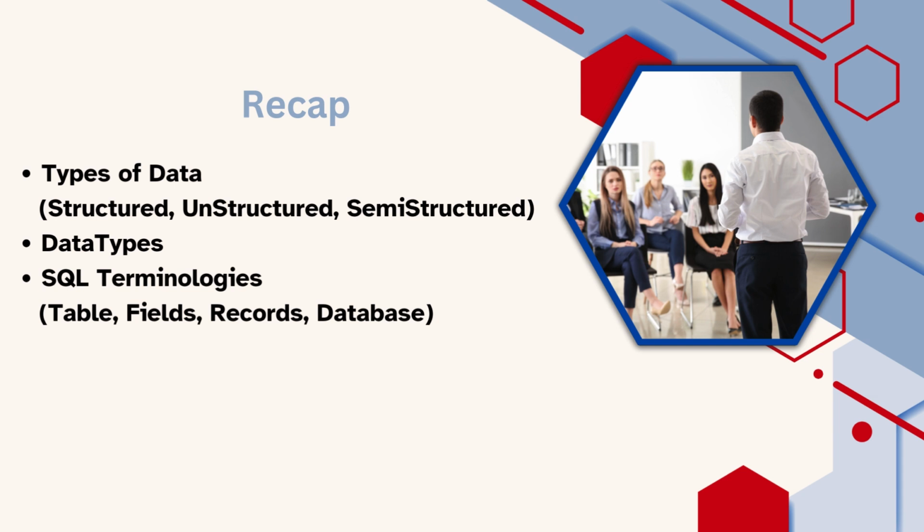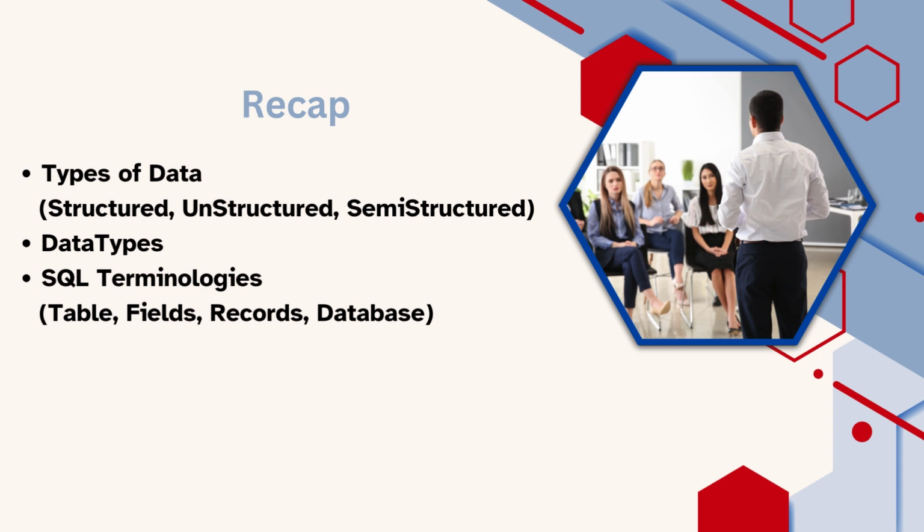What is unstructured data? Unstructured data is data which is not in a predefined structure. For example, documents, videos, and images are unstructured data. What is semi-structured data? Semi-structured data is a combination of structured and unstructured data. For example, as we saw last time, Wikipedia articles are semi-structured data, which include both tables and unstructured data like text, images, and other multimedia features.